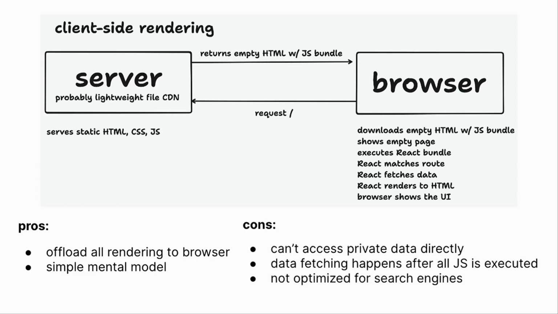Well, what are the cons of this? Well, one of the cons is you cannot access private data directly, because if you access a database, you need the database username and your database password, and you don't really want to give that to the end user. And everything which is in the browser, the end user can access. It's the same with private APIs, with API keys. You don't really want to leak that.